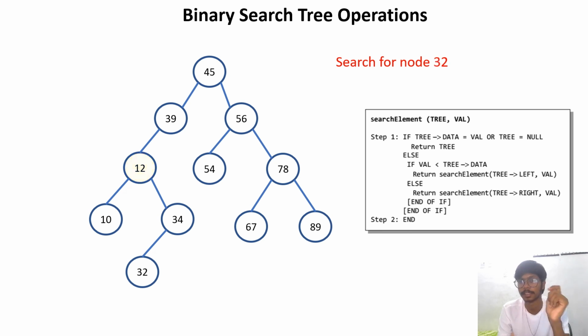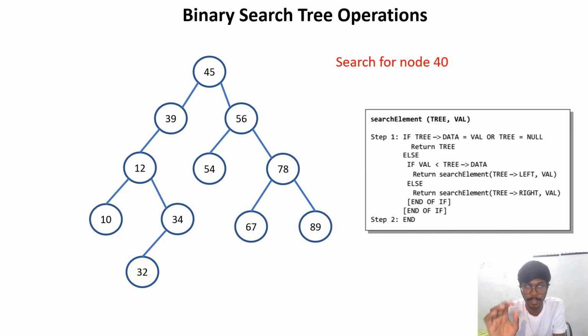Next, we search for the node 32. 32 is smaller than 45, so it must be on the left side, and 32 is smaller than 39, so it must be on the left side. But 32 is larger than 12, so it must be on the right side, right? And 32 is smaller than 34, so it has to be on the left side. So it is there. We found that element.